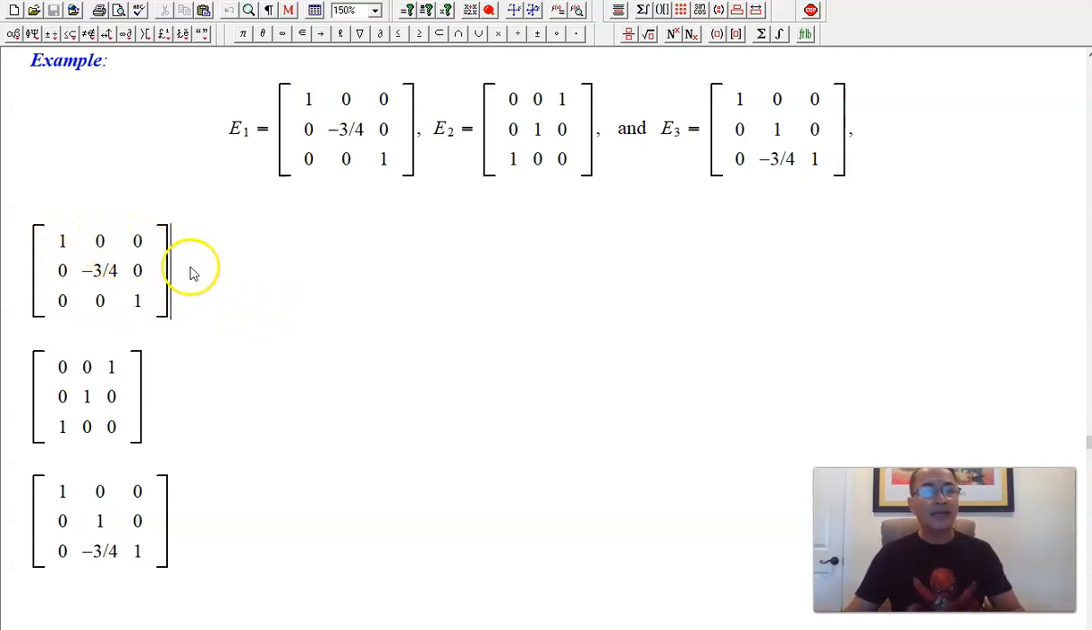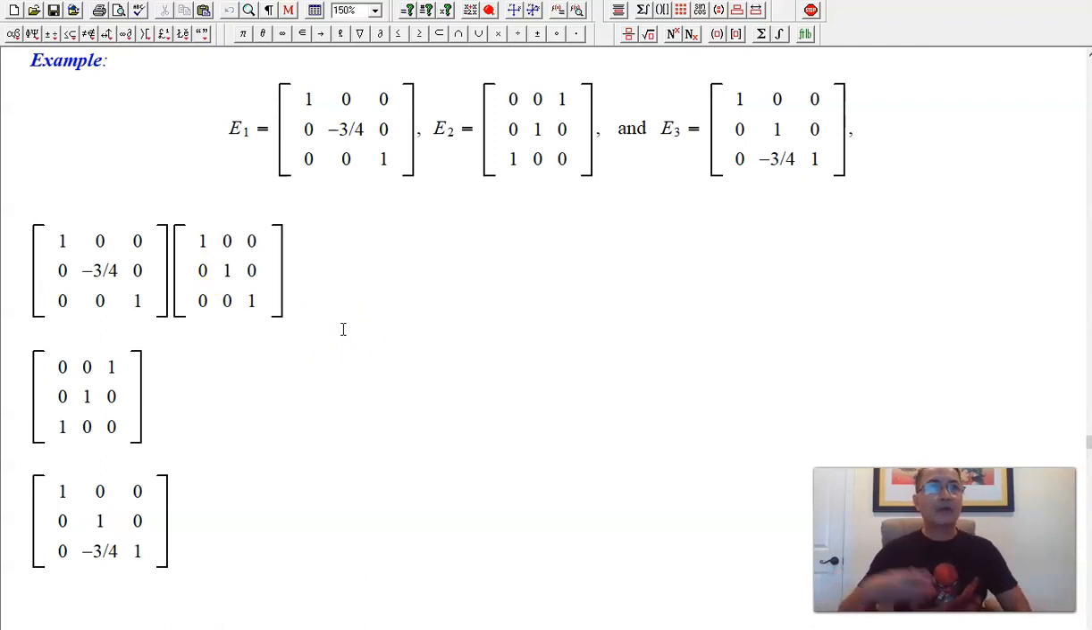If you multiply any matrix to the right of an elementary matrix, what you would get as your answer is what you would have gotten if you had performed that same elementary row operation on the matrix on the right. So many words there. So let's start with, how about let's just put the identity matrix on the right.